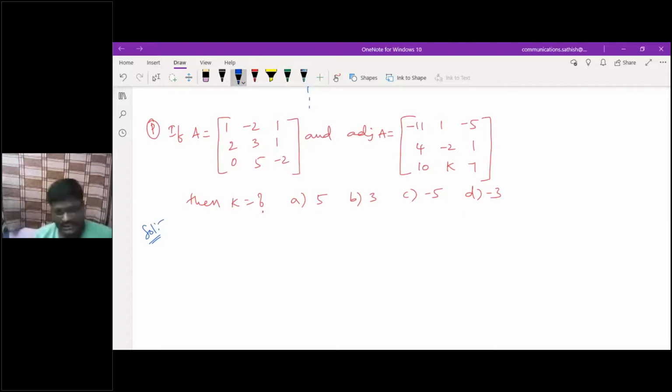Then what you will do? I'll give clarity here. Try to understand, listen properly. Sir, K value is minus 5, sir. Yeah, K value minus 5. Good. I think you did it fast for the given matrix adjoint. You converted into a 4 by 4 matrix and calculated individually. Am I correct? Yes, sir.